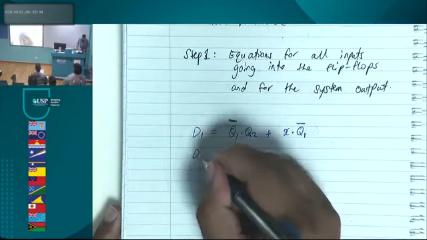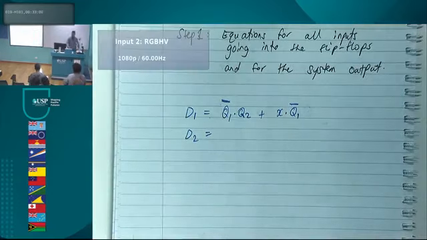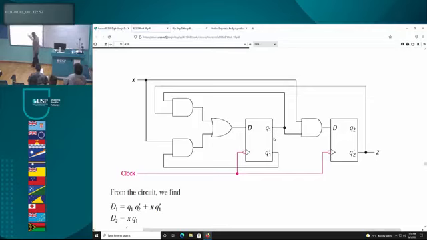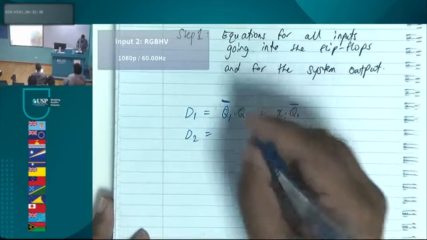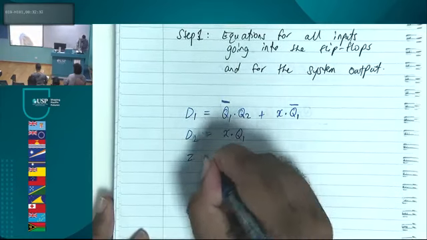Now, what is D2 equal to? So that's the correct one. If somebody is watching yesterday's one, they would be really confused, and that's why it's important to come back. What is D2 equal to? D2 is equal to Q1 and X, that's equal to X and Q1. What is Z equal to?